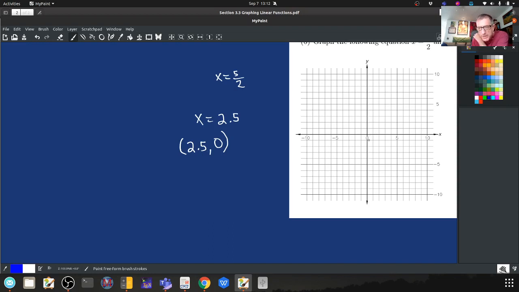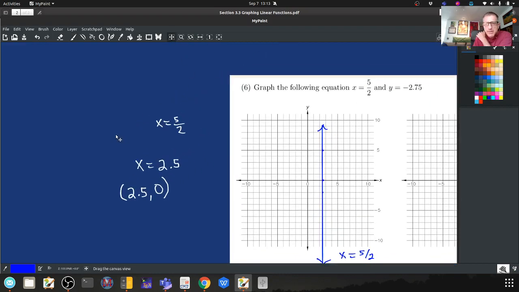So here's my number line. That's 0, that's 1, that's 2, that's 3, that's 4, that's 5. So I'm going to say 2.5 is about right there. And this is still x is equal to 2.5. You just kind of go straight up and down. All you really need is 2 points, and then you just draw a line through those points. And if you do it right, it should be a vertical line. So this is the line, or the graph of the equation, x is equal to 5 halves.